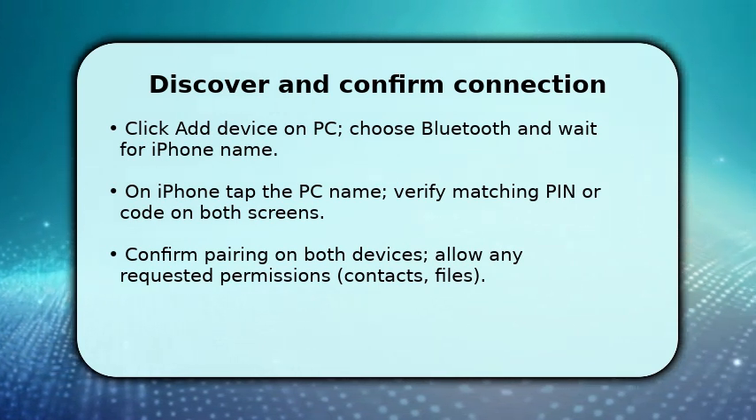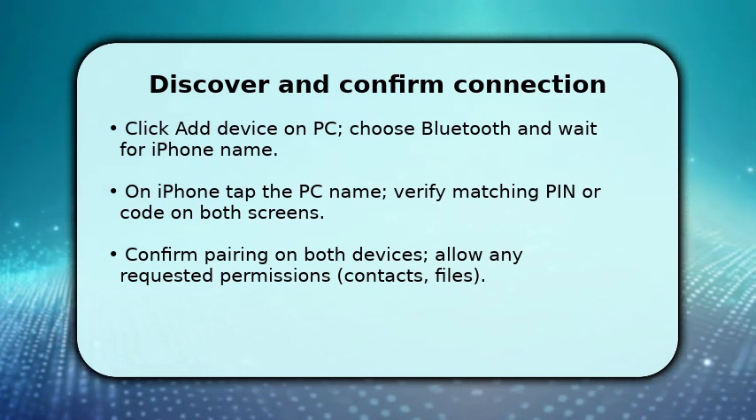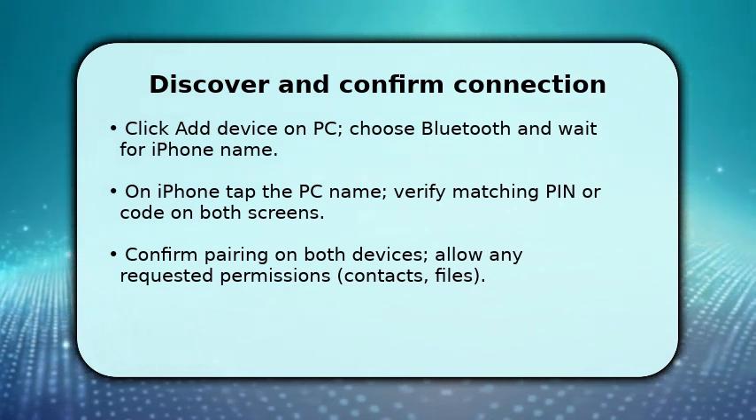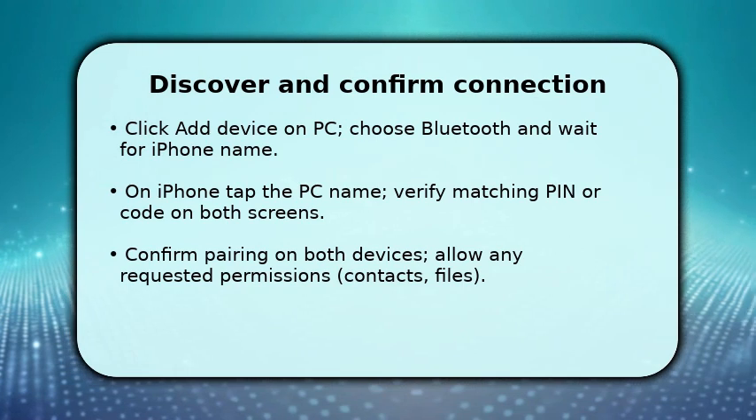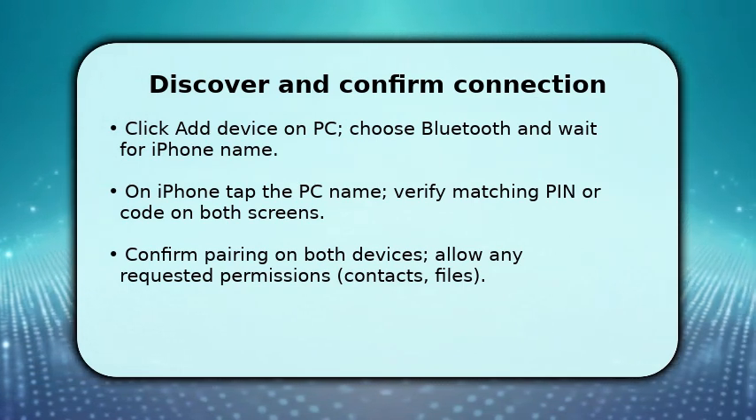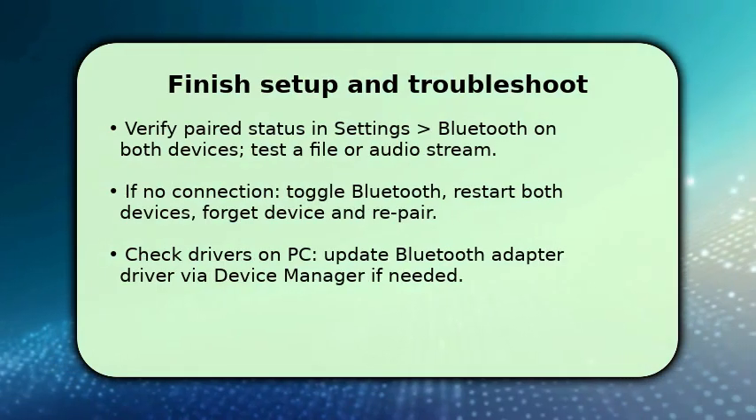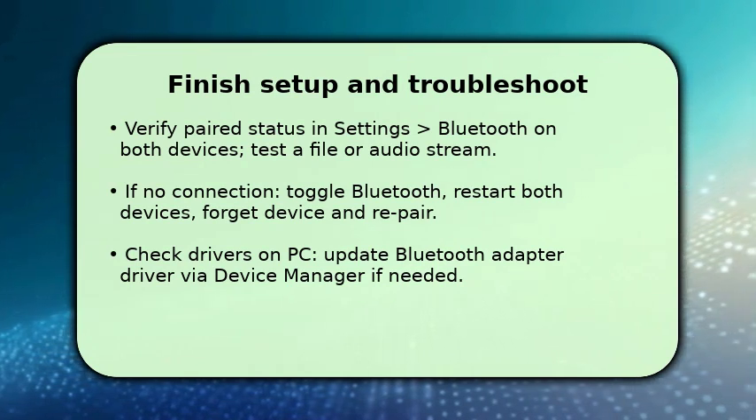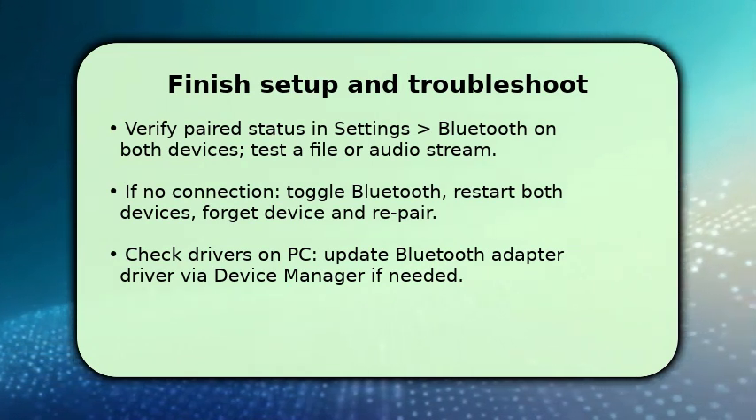Once confirmed, accept any permission prompts on the iPhone. These let the PC use specific services like file transfer. Finish by verifying the paired status on both devices and testing a function. Send a small file or stream audio to ensure service profiles work.